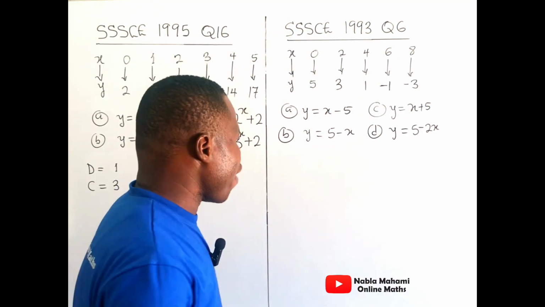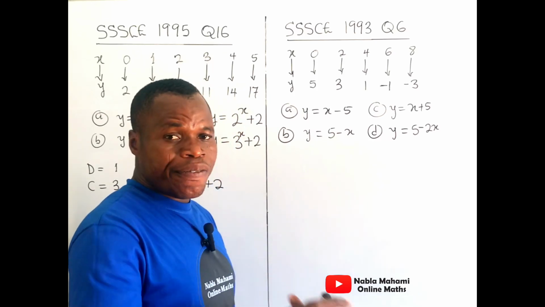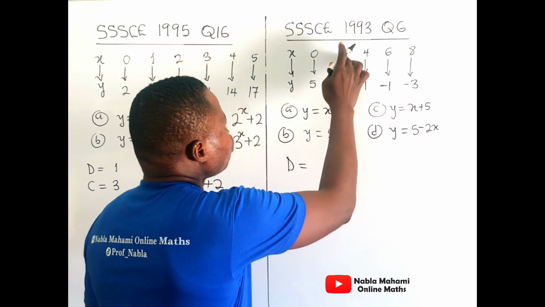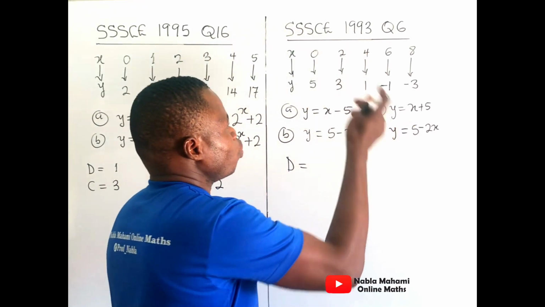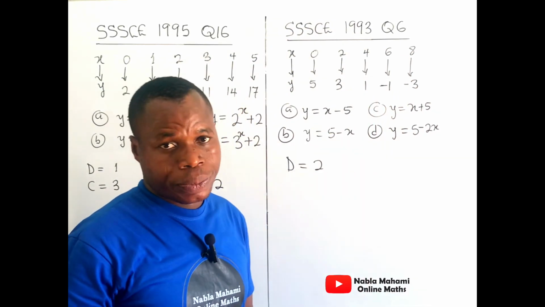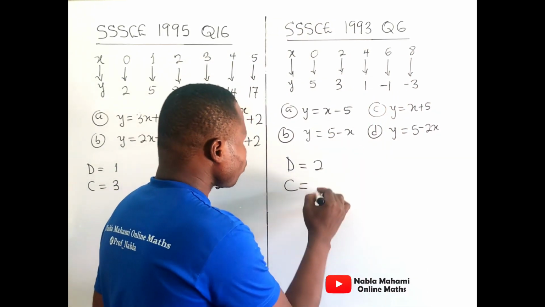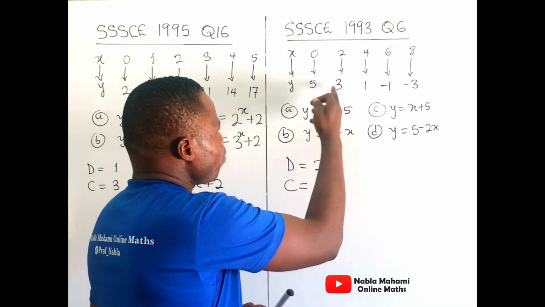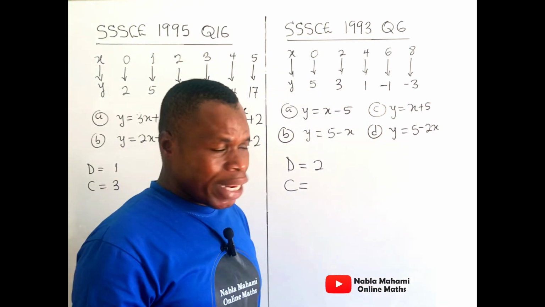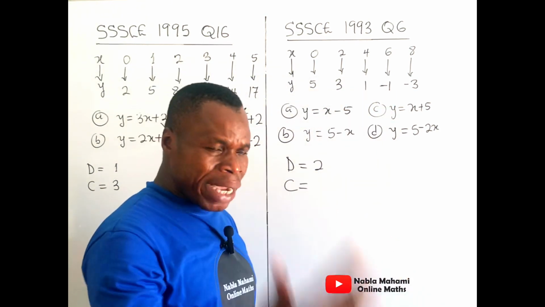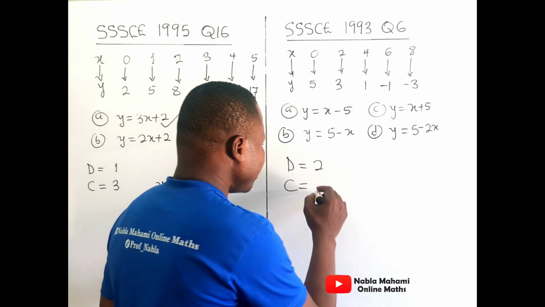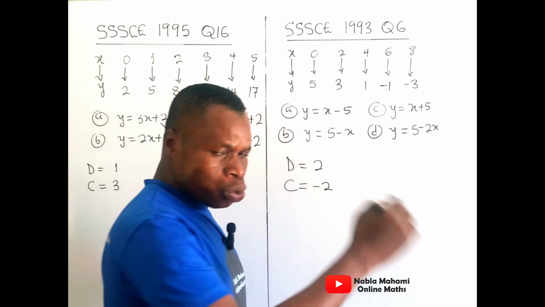So the same procedure. First, find the difference of the domain values. So I'll write my domain this way. 2 minus 0 is 2, 4 minus 2, 2, 6 minus 4, 2, 8 minus 6, 2. So the difference for the domain is 2. For the codomain, I'll take 3 minus 5, that will be -2. 1 minus 3, -2. -1 minus 1, -2. -3 minus -1, -2. So in this place, the difference is -2 throughout.